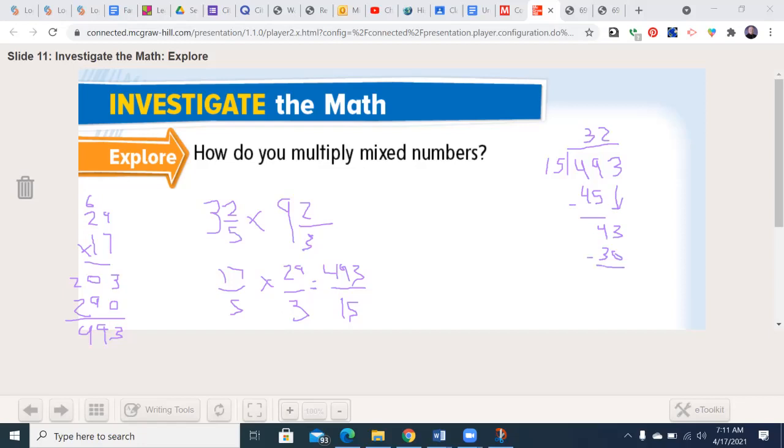Now I subtract again. 3 minus 0 is 3. 4 minus 3 is 1. So what I end up getting is 32 and remainder 13. Another way to write that is 32, because my whole number didn't change. I take my remainder and make it the numerator. And I keep my divisor as the denominator, which is 15. So 32 and 13 fifteenths is my final answer.